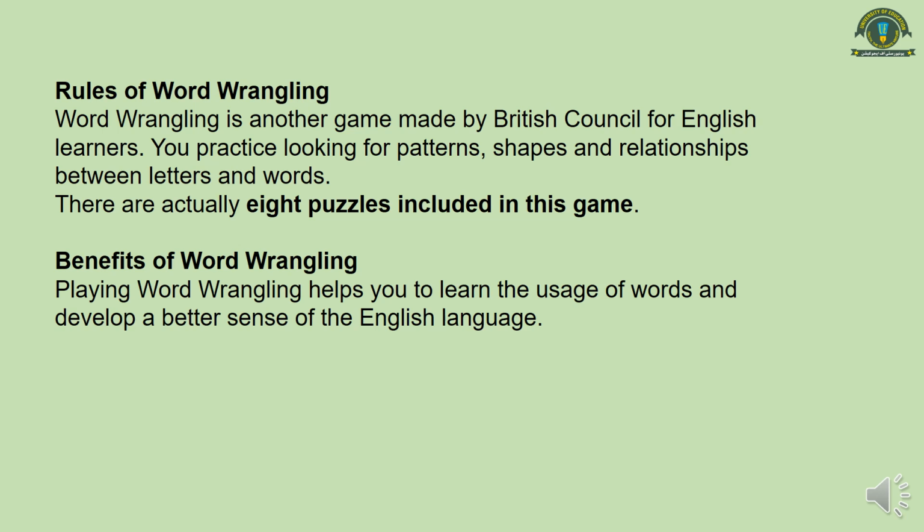You practice looking for patterns in this, and shapes and relations between letters and words, and there are actually 8 puzzles included in this game. In stem words, you guess words from the stem and the meaning provided. What's missing gives you 3 random looking words as a clue, and you have to guess the word that is missing. In the puzzle, someone stole the dash. Players have to use the provided vowels to fill in the blanks and form the correct English words.